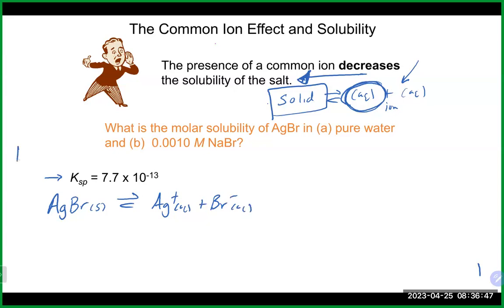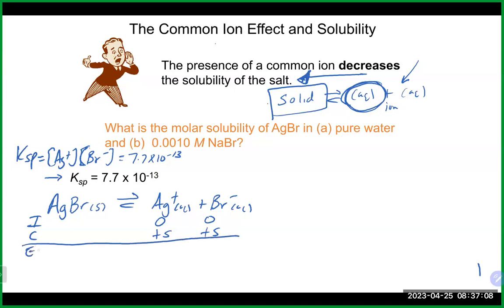And our KSP, obviously, in this case, would be the concentration of silver times the concentration of bromide. And once again, here, that will equal our 7.7 times 10 to the minus 13. Doing our ice table, we have 0 and 0. Change would be plus S. And at equilibrium here, we will have S and S. This will go into our KSP expression, and that will basically give us S squared is equal to 7.7 times 10 to the minus 13.